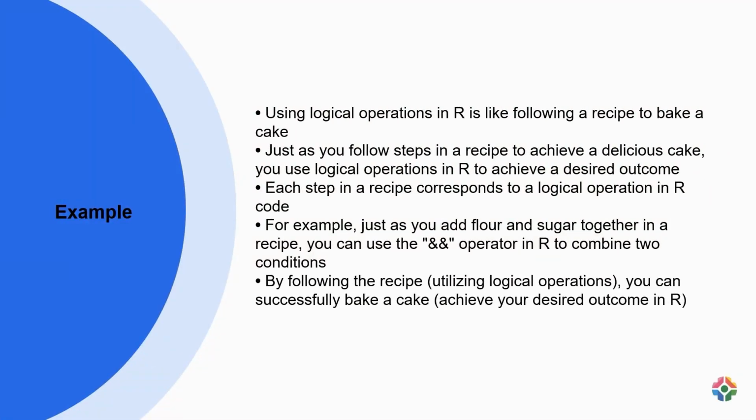Using logical operations in R is like following a recipe to bake a cake. Just as you follow steps in a recipe to achieve a delicious cake, you use logical operations in R to achieve a desired outcome. Each step in a recipe corresponds to a logical operation in R code. For example, just as you add flour and sugar together in a recipe, you can use the AND operator in R to combine two conditions. By following the recipe, utilizing logical operations, you can successfully bake a cake, achieve your desired outcome in R.